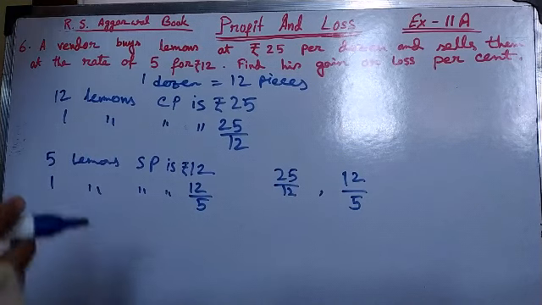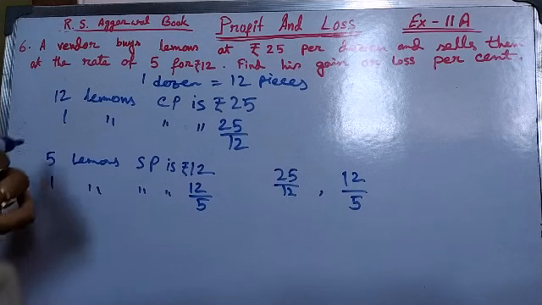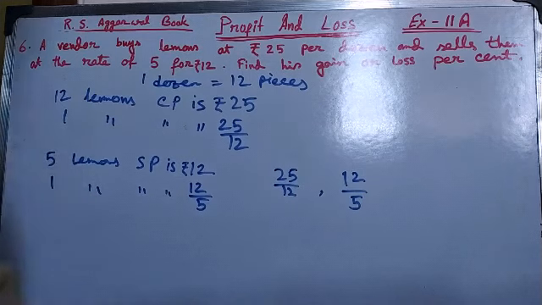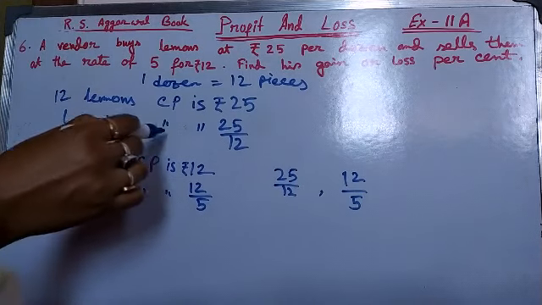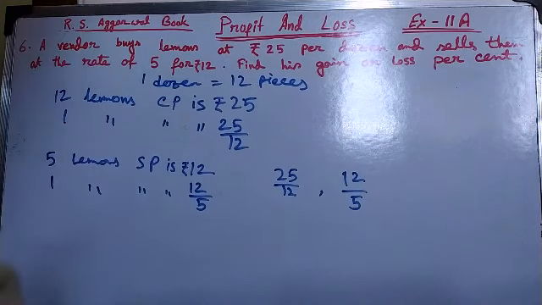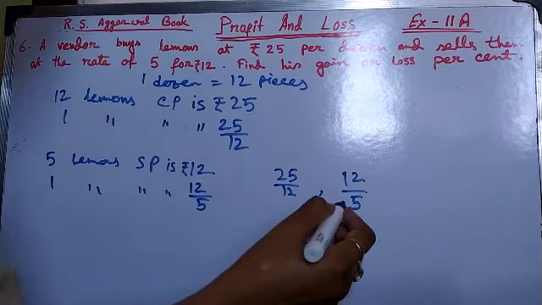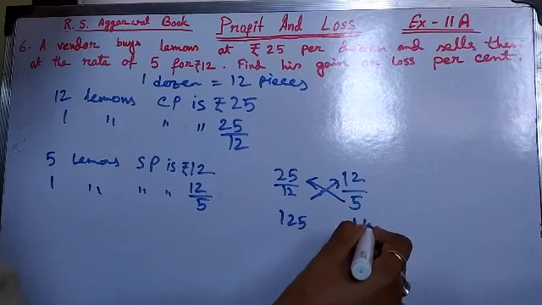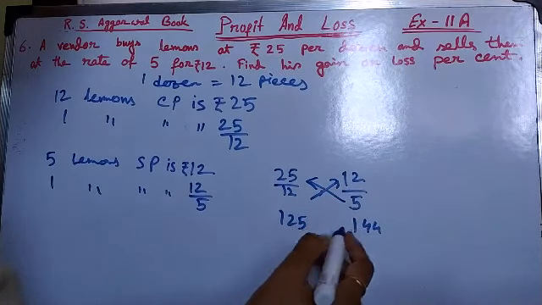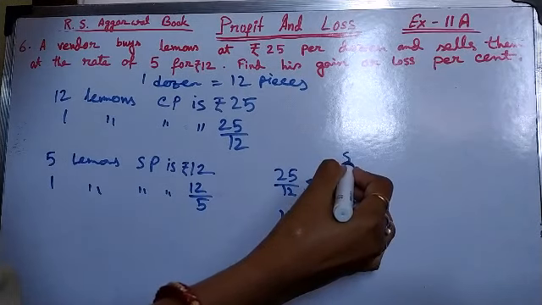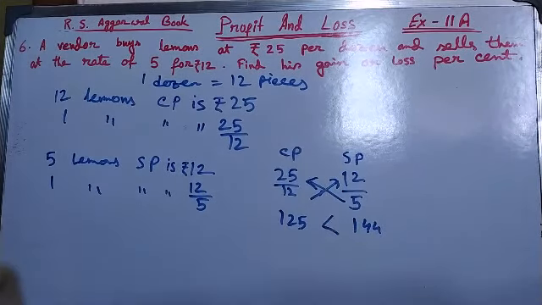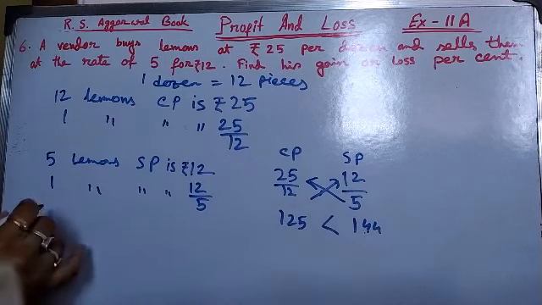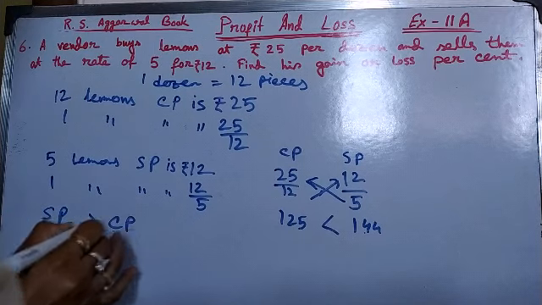Another process can also be followed: we can find the CP for the same unit. That means the LCM of 12 and 5 is 60. So for 60 lemons we can find CP and SP. But I will do it by this process. So comparison, that means this is 125 and this is 144. So this one is greater. This is the CP, this is the SP. So here SP is greater, that means SP is greater than CP.